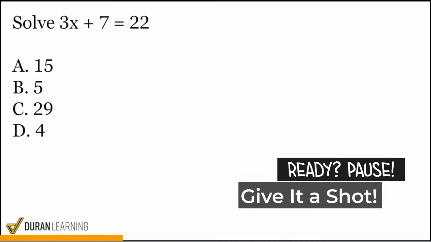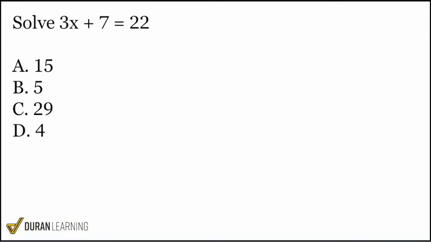And here we go. Let's try this one out. So the question reads 3x plus 7 equals 22, and we're trying to solve for x. So we have 3x plus 7 equals 22. So we have 2 steps here to deal with, not just your classic, one-step operation.